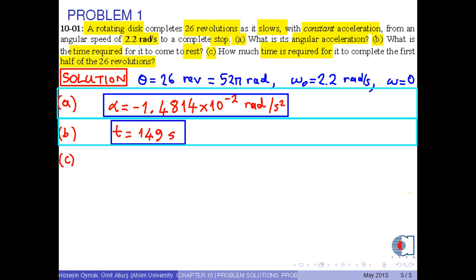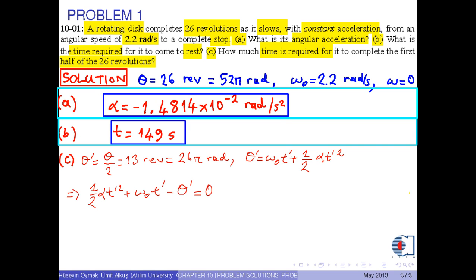In part C, we find the time required for the rotating disk to complete the first half of the 26 revolutions, that is 13 revolutions. And in SI units, it is 26 pi radians. We use this formula to find the time. Since this is the second order equation in t, we arrange this formula as 1 over 2 alpha times t prime squared plus omega 0 times t prime minus theta prime which is equal to 0.